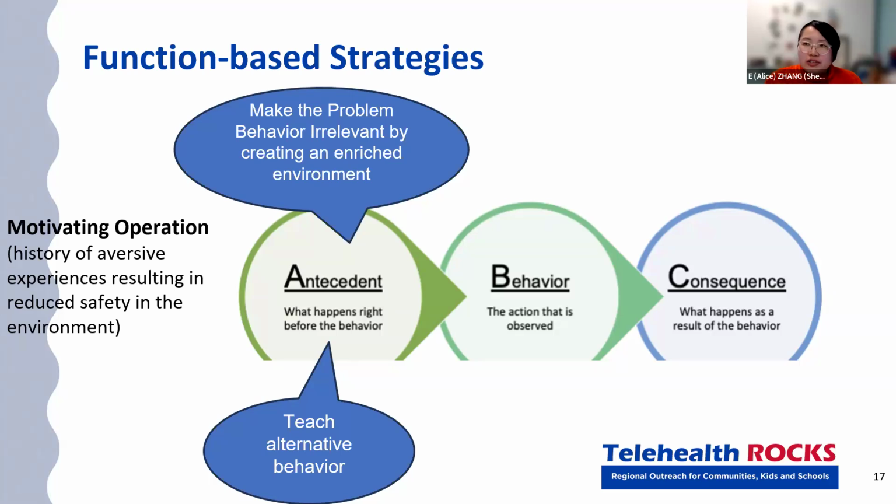So when we talk about the functions, we also want to think about function-based strategies. So looking at antecedents first, I want to look at what we can do to make the problem behavior or challenging behavior irrelevant by creating an enriched environment, meaning that there's really not motivation for them to engage in challenging behavior. I don't know whether we have enough time. Maybe I will just skip this one, considering the time and leaving enough time for discussion.